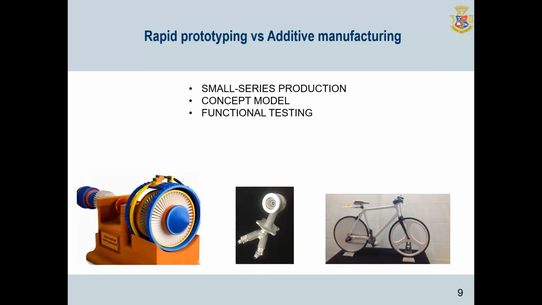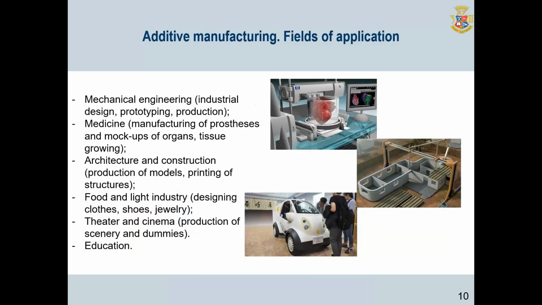Additive manufacturing has advantages for small-scale production, allowing for higher production rates and design flexibility, along with increased cost-effectiveness per unit produced. Rapid prototyping allows designers and developers to create concept models and prototypes, as well as parts and assemblies for functional testing. The fields of application of additive manufacturing are mechanical engineering, medicine, architecture and construction, food and light industry, theater and cinema, as well as education.